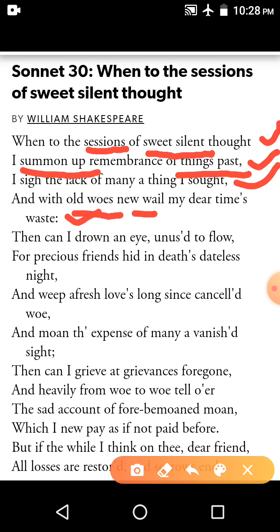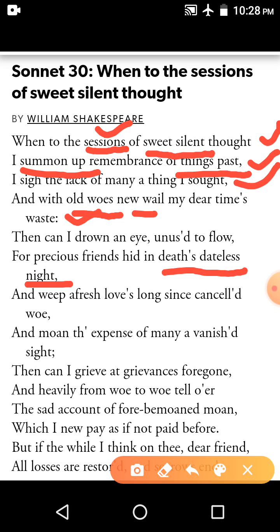Now we have the second quatrain. Then can I drown an eye unused to flow for precious friends hid in death's dateless night. In death's dateless night, we have so many metaphors in this poem. In the first quatrain, we have sessions, and in the second quatrain, we have death's dateless night.